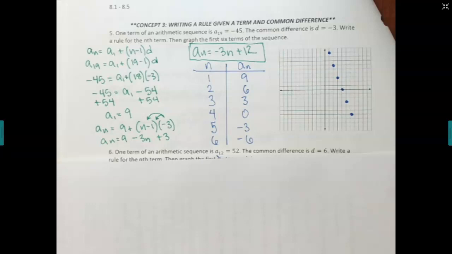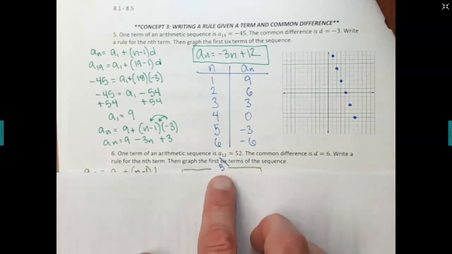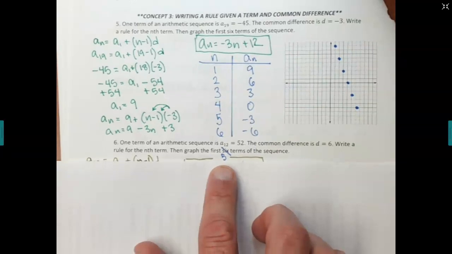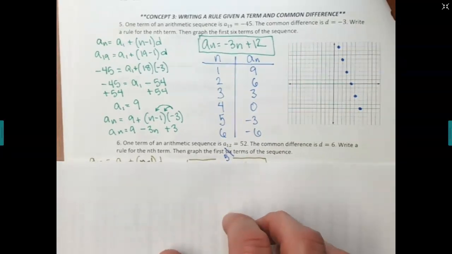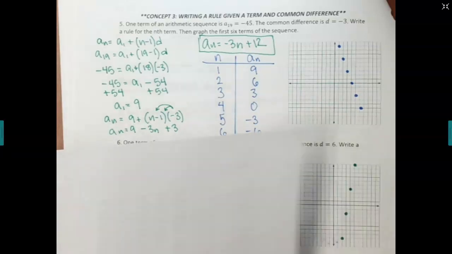Give number 6 a try. I'm going to go ahead and show the answer here. I only did the first 5 terms since that 6th term's not even on the graph, so you guys can just do the first 5 terms as well. And again, pause it so you can work out that problem. I'm showing the answer now.